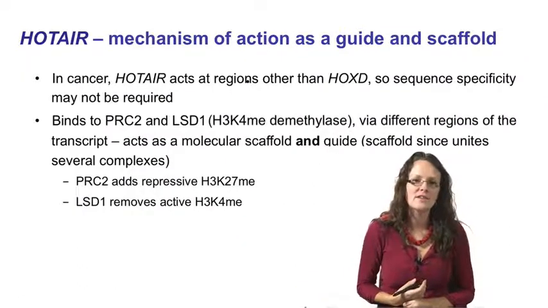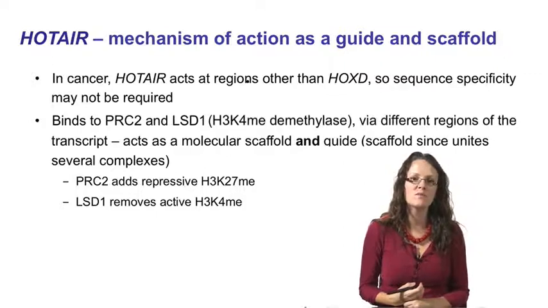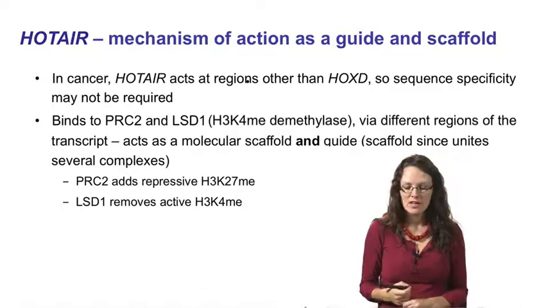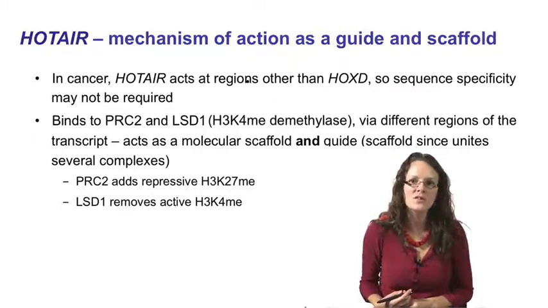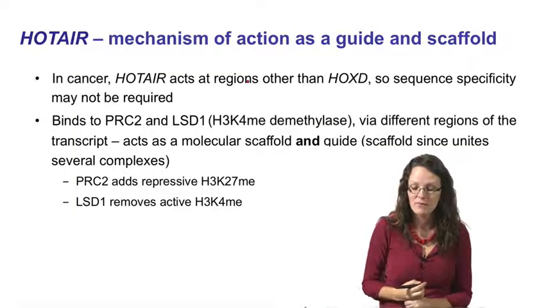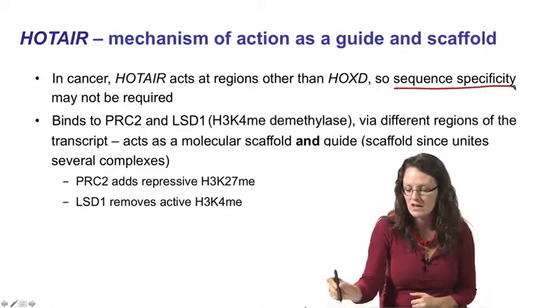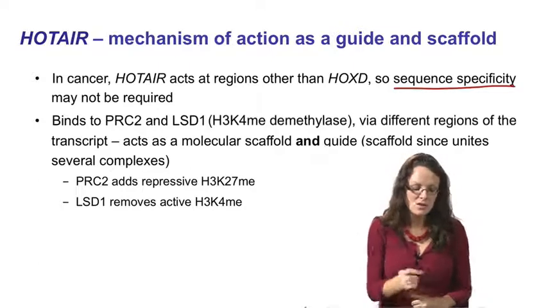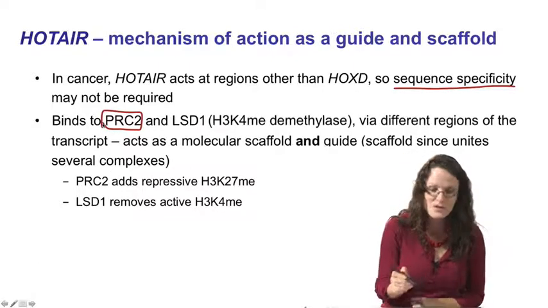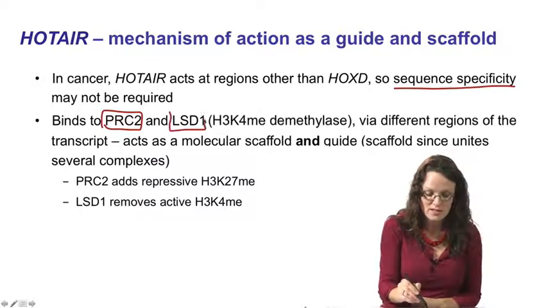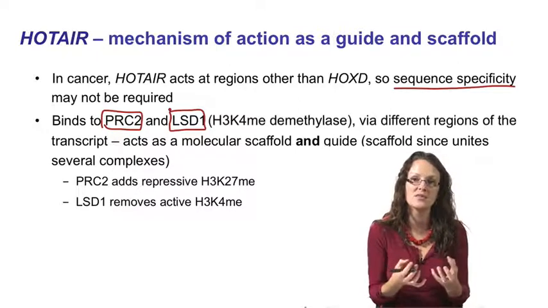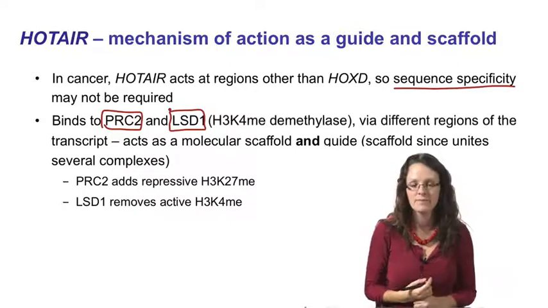But we know that HOTAIR can actually have another role. So HOTAIR can also be misexpressed in cancer. And we'll talk about this a little more in the cancer epigenetics lectures. But here what's relevant is that HOTAIR is not only binding to the HOX-D cluster, but rather also at other places throughout the genome. And so sequence specificity, if it's found at other places, may not necessarily be required. And in this context, it not only binds PRC2, but it also binds a second complex. It binds LSD1. And in this way, it seems to be acting as a scaffold because it will bring together these two epigenetic modifier complexes.